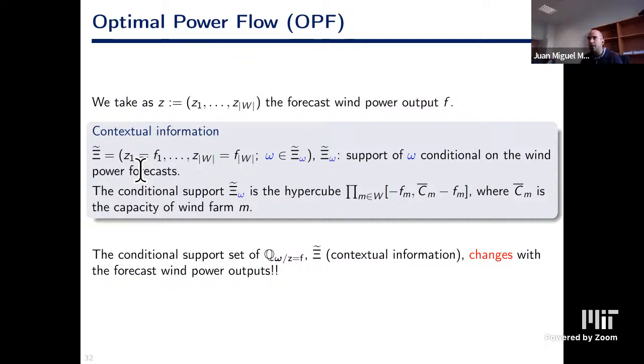Very importantly, in this regard, the support of the conditional distribution of the vector of wind power forecast errors omega changes with the point forecasts themselves. It is actually given as the hypercube determined by the Cartesian product of the intervals with extremes minus the point prediction, and the capacity of the wind farm minus that prediction. Okay, the error cannot be lower than this, nor greater than this. This is just because of the physics of the problem, the bounded nature of the wind power production at a wind farm.